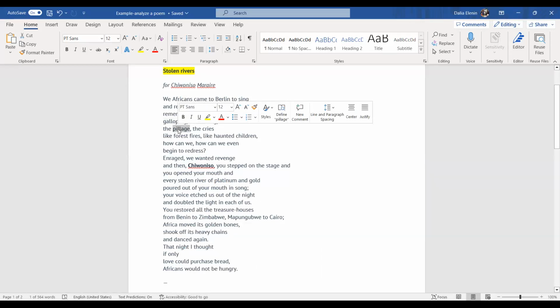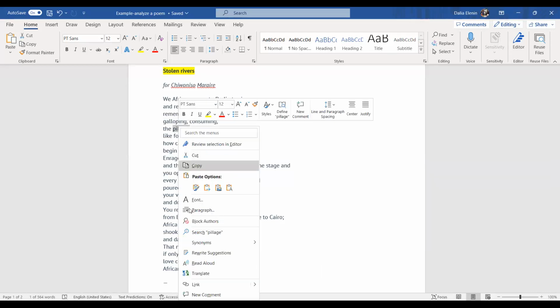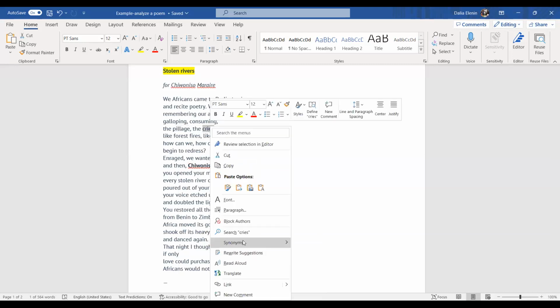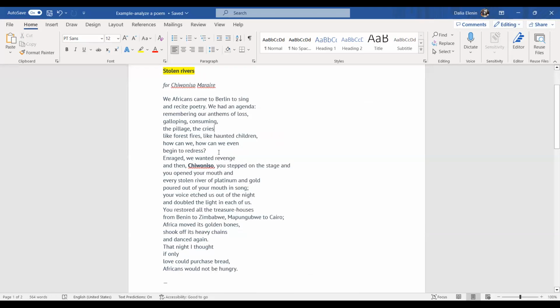The pillage, do you know what is the pillage? Looks like not. So you go down for synonyms, the pillage is the sack, the cargo. It's like if you have goods, if you have merchandise, something you sell and buy. So the poet is talking about the loss and the dashing and the consuming, stealing and taking all the goods, and the cries. Here the cries meaning they also took the calls, the yells, the screams of the people, like forest fires.